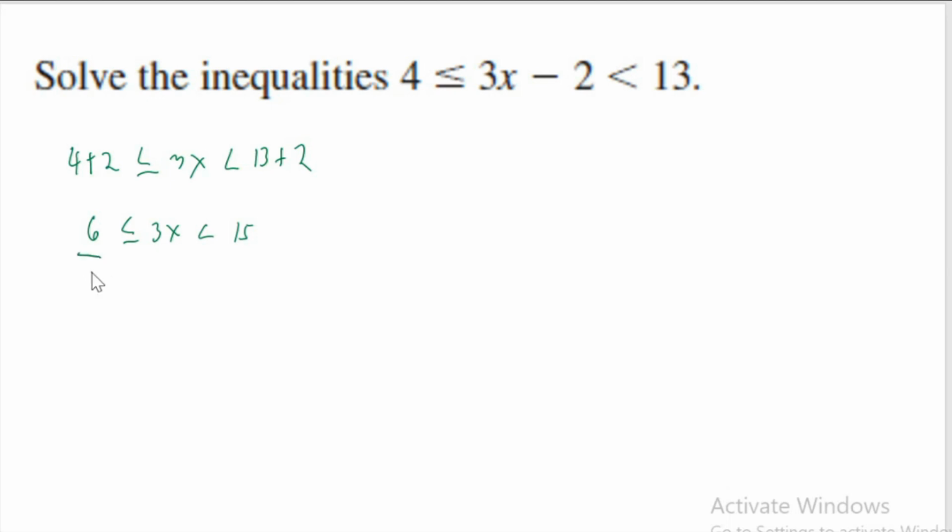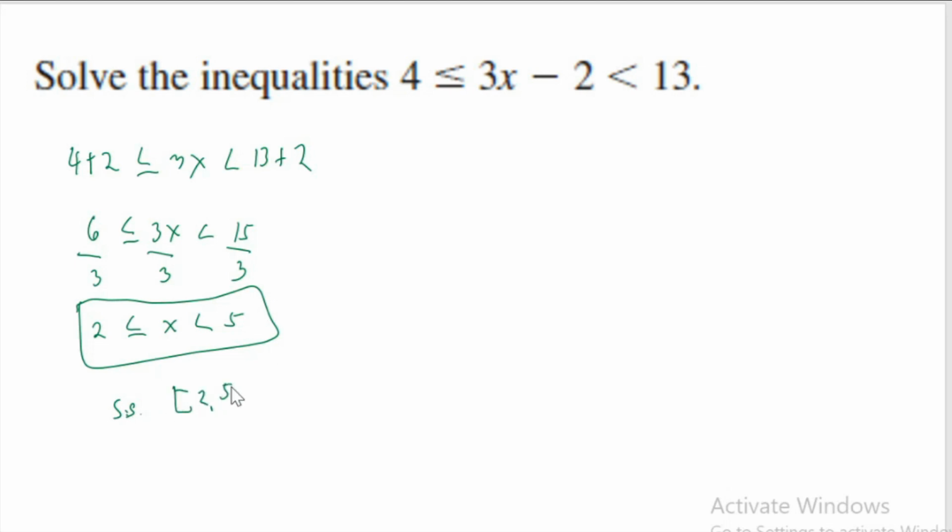So divide this by 3, divide this by 3, and also this one. So we have now 6 divided by 3 equals 2, less than or equal to x, and x is 5. So this is now the solution for that. So the solution set now will give us 2 and 5.